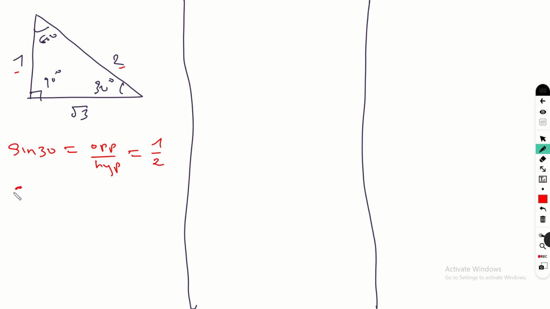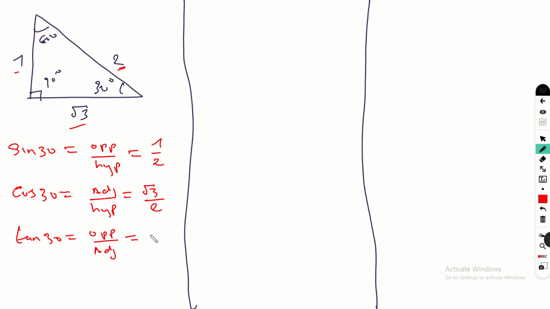Cos 30 is adjacent over hypotenuse. What's the adjacent of 30? This. So you have root 3. What's the hypotenuse? 2. Now tan 30 is opposite over adjacent. What's the opposite? Opposite is 1. Adjacent is what? Root 3. If you take your calculator and punch, you have the same values on your calculator.